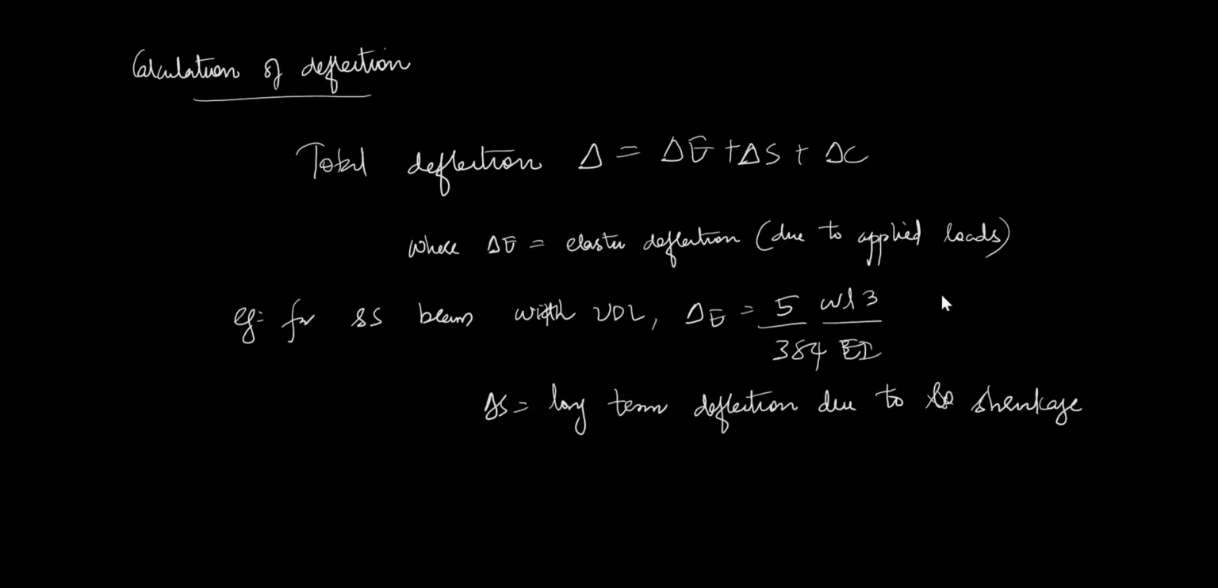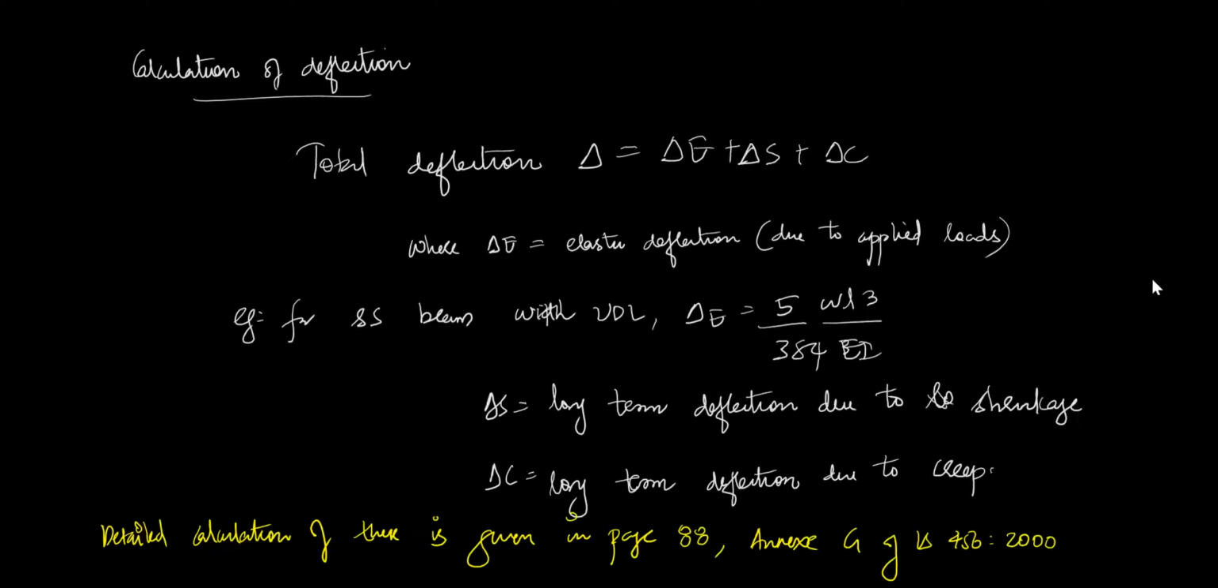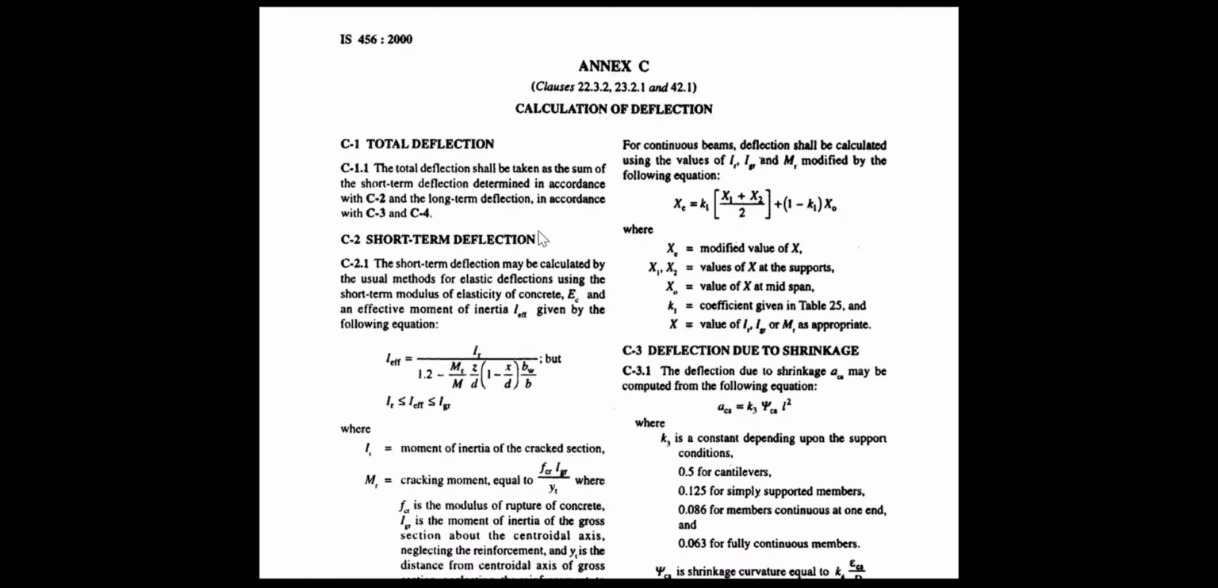Now delta S is the long-term deflection due to shrinkage, and delta C is the long-term deflection due to creep. So these delta S, delta C and delta E are the three factors which contribute to the total deflection of an RC structure. The detailed calculation of this is given in page number 88, Annex C of IS 456-2000. That is, how to calculate this delta E, delta S, delta C is given in Annex C of your IS 456-2000.